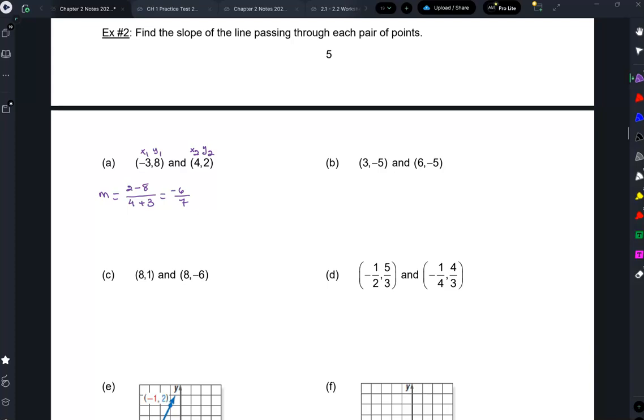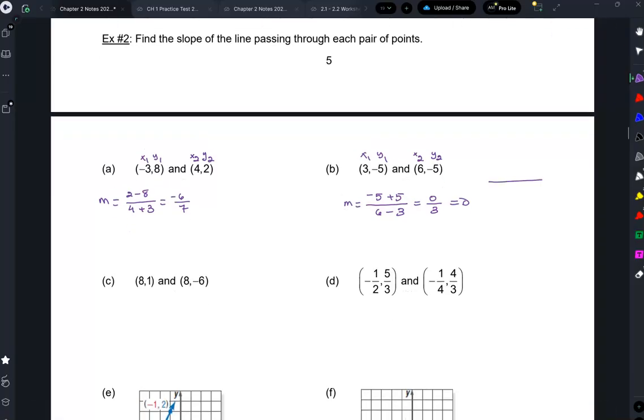Okay, here we go. m, x1, y1, x2, y2. Negative 5 plus 5, 6 minus 3, 0 over 3, that's just 0. Okay, so this is 0 slope. And if you graph this, you'll see you have 6 and then negative 5 and then 3 and negative 5, and you can see that it's a horizontal line.